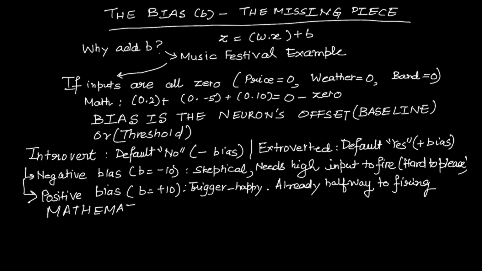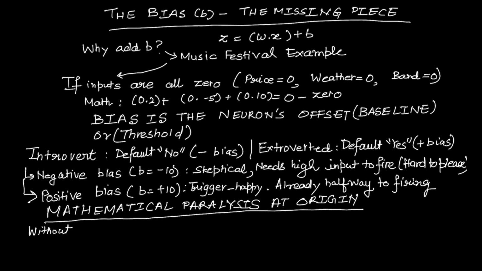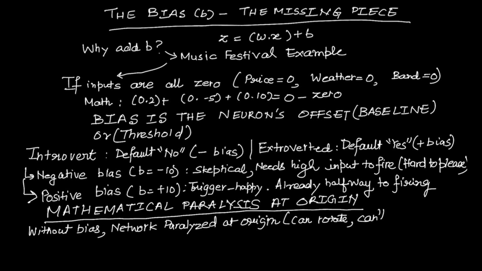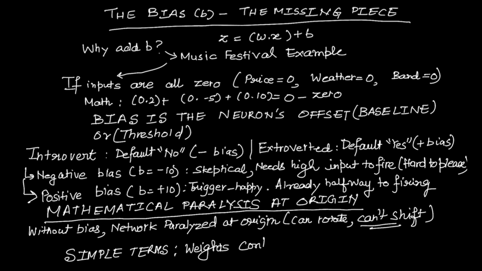Without a bias, your neural network is mathematically paralyzed at the origin. It can rotate the line, but it can't shift it. By adding the bias, we give the model the flexibility to fit any data anywhere on the graph. So in simple terms, weights control the slope, bias controls the position. Okay, we are almost there.